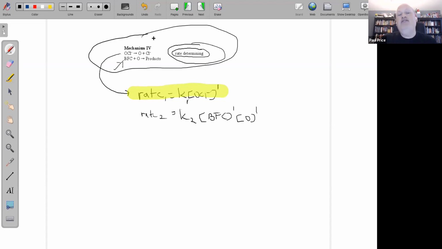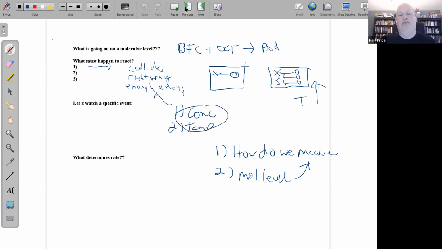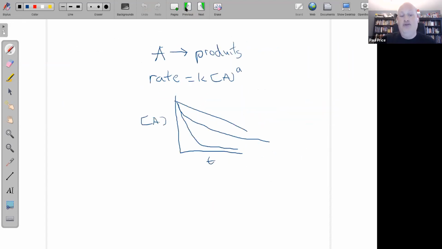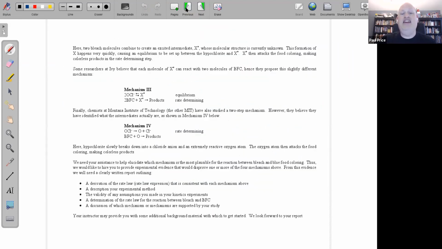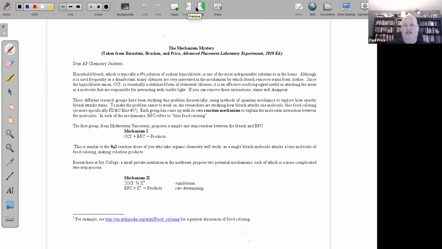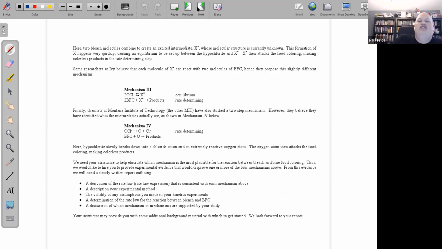Now, for the rest of this, because we're out of time for today, teachers in particular will have the handout that goes with the rest of this. A great exercise, either in class or for the students on their own, would be to take the other three mechanisms and discuss whether they can find a mechanism that matches the rate law.